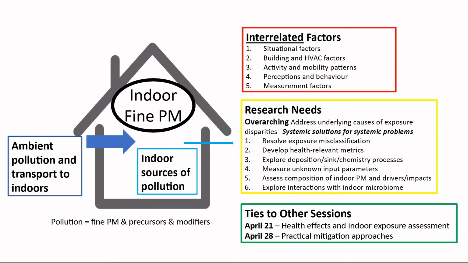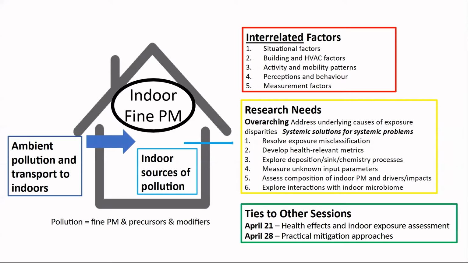So the first thing, in the cartoon graphic there, was a session on ambient transport to indoors and then indoor sources. And I think it's really important that even though we're talking about fine PM and indoor fine PM, we're not just talking about PM, we're talking about precursors and things that might modify the fine PM itself, for example, the presence of condensable material. So we have those two big categories.